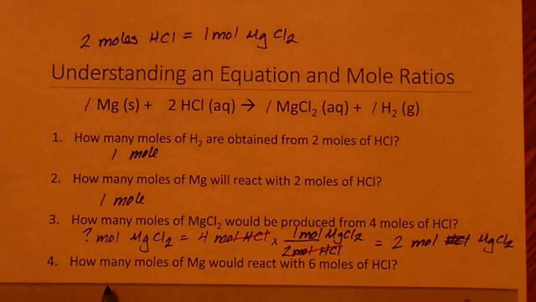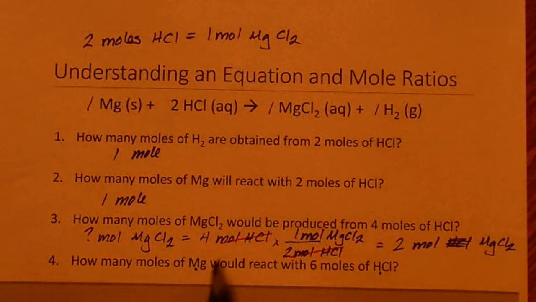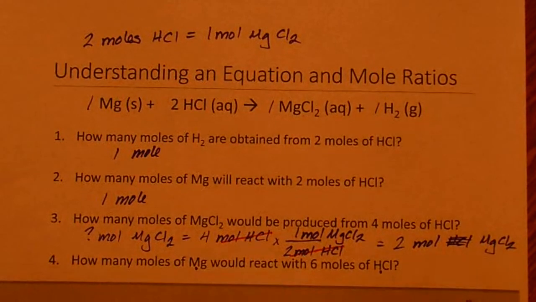We can answer question 4 just like that. But this time, we're looking for a relationship between magnesium and HCl rather than magnesium chloride and HCl. The process is the same. It doesn't matter that magnesium chloride is a product and that HCl is a reactant. And it doesn't matter if that magnesium is a reactant and so is HCl. You can still define your mole ratios between any part of your chemical equation.